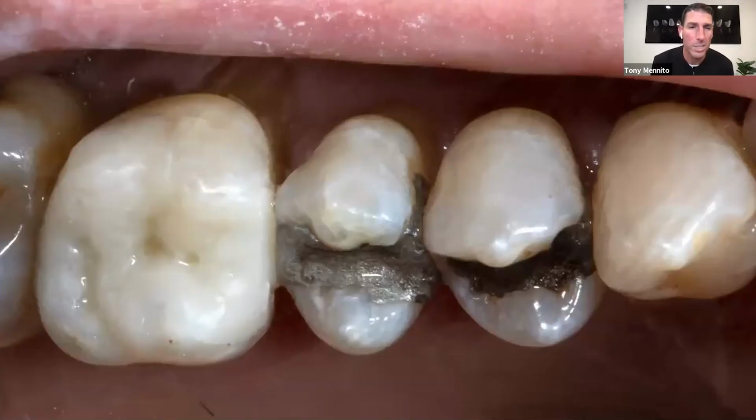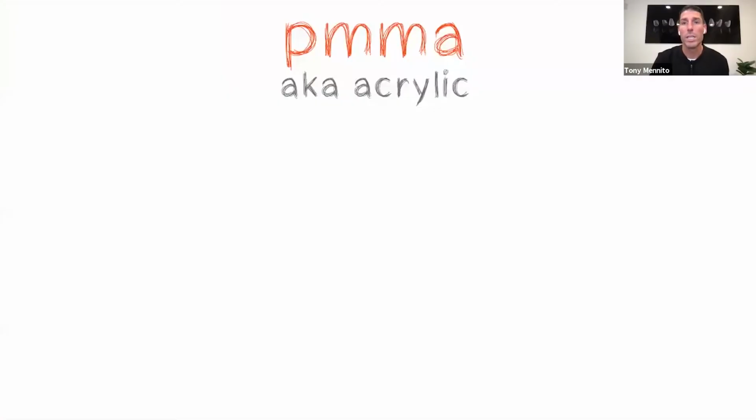And this was that case. And you can see they blend in really, really nicely at the margins. You can't really tell where that restoration stops and the tooth begins. So this was a nice result. We ended up doing the same thing on number 15 right behind it a few weeks later. So those are composite blocks. They're kind of niche materials, but there's definitely a place for them in your practice.